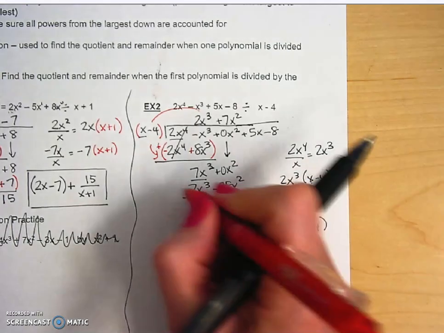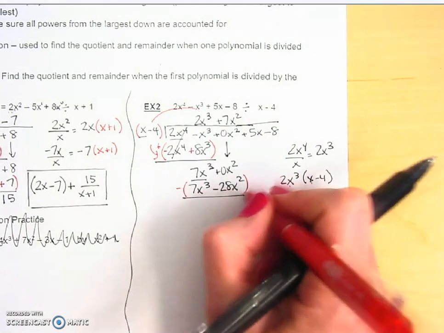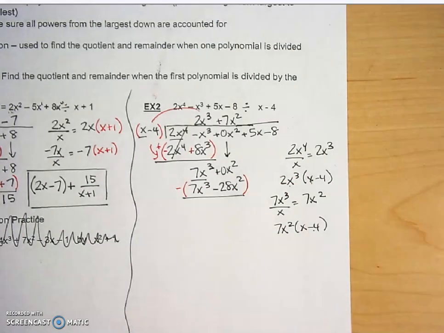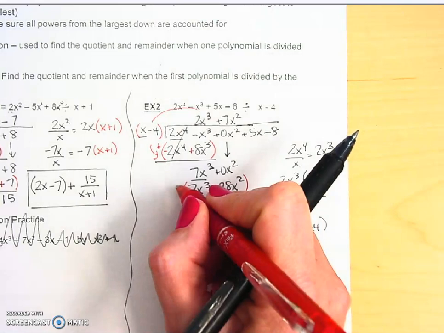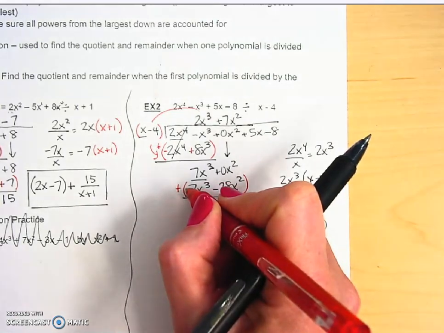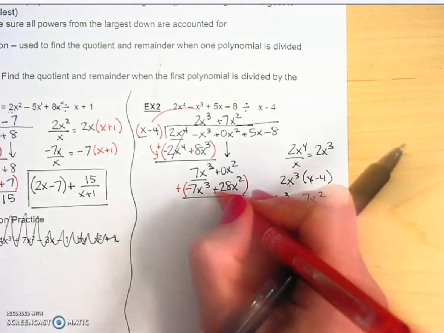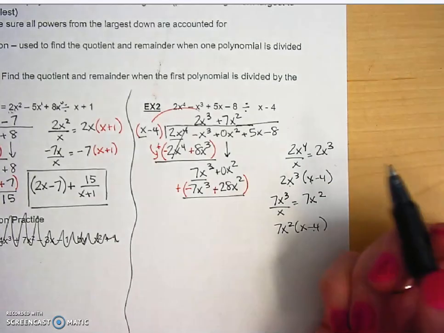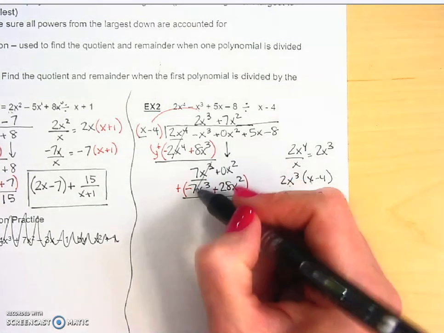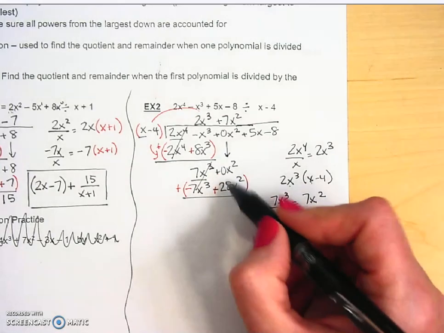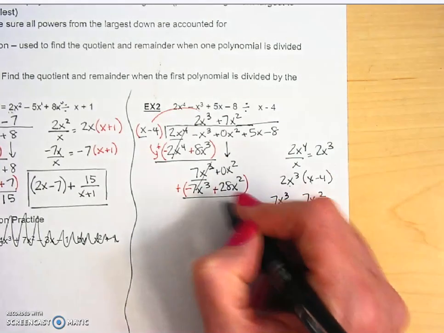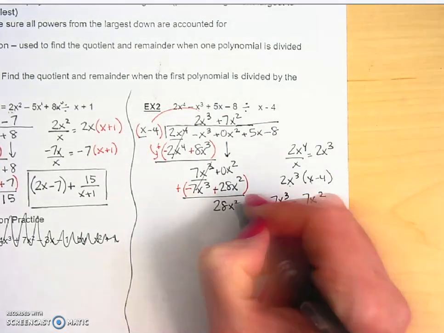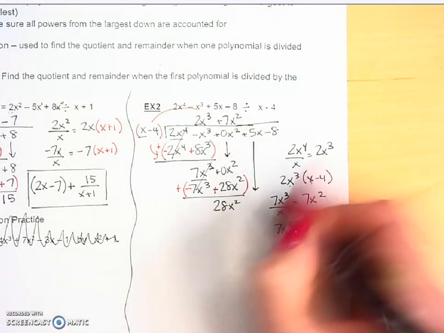And I have to subtract off that entire row. In other words, I'm adding the opposite. So add the opposite makes this a negative and makes this one a positive. So the 7x cubes cancel, and then I have 0. Positive 28 is a positive 28x squared. Bring down the 5x.